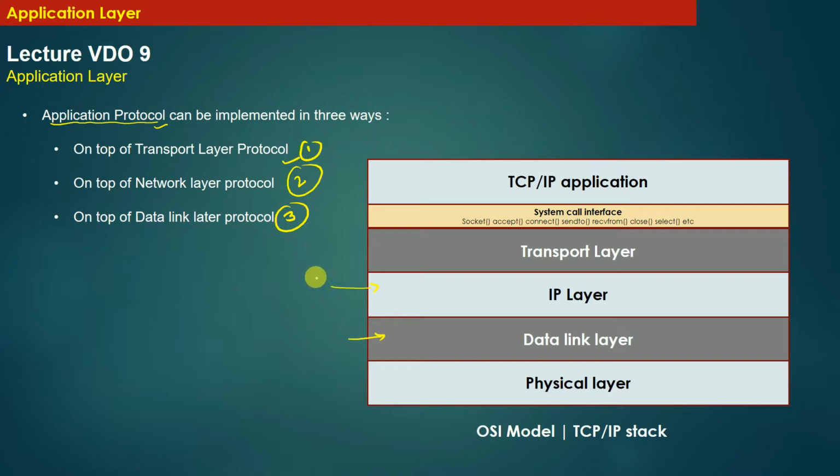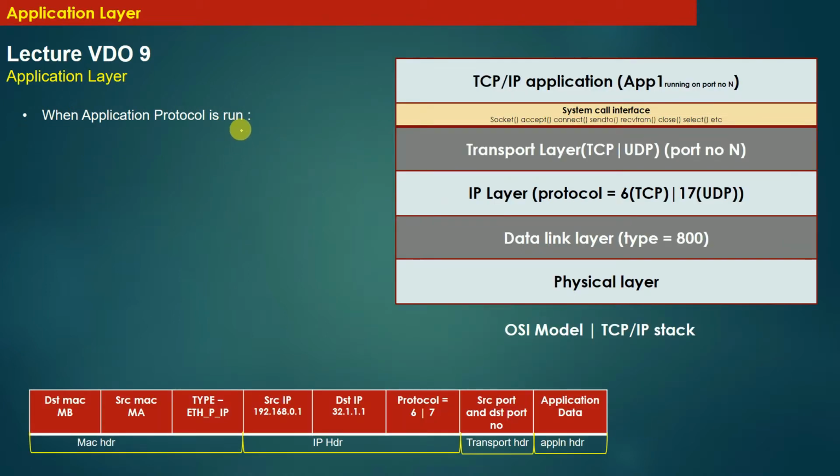So let us try to understand what we mean when we say that you can implement application layer protocol on top of transport layer or network layer or data link layer protocol. Let us see what does that mean. So guys, let us discuss the scenario when application protocol is run on top of the transport layer protocol in the TCP/IP stack. So on the right hand side you can see the TCP/IP stack, which has three layers: the transport layer, IP layer and the data link layer.